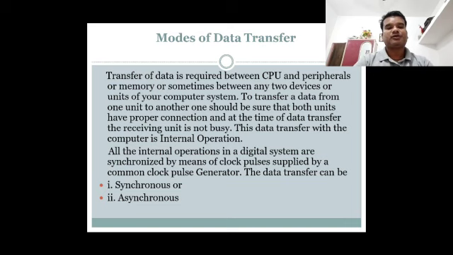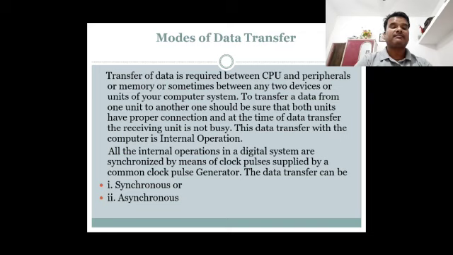The next topic is modes of data transfer. Transfer of data is required between the CPU and peripheral or memory, or sometimes between any two devices or units of the computer system. To transfer data from one unit to another, one should be sure that both units have a proper connection, and at the time of data transfer the receiving unit is not busy. This data transfer within the computer is an internal operation.